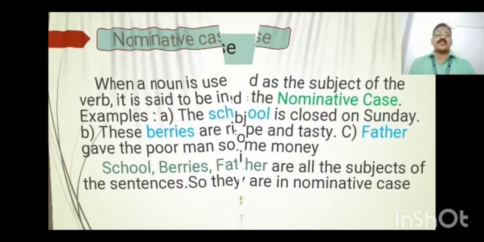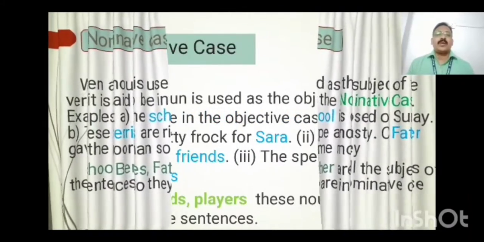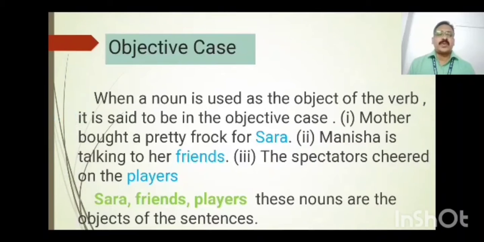Now, we will move on to the next bit. Bit number 2, that is objective case. When a noun is used as the object of the verb, it is said to be in the objective case. Means in a particular sentence, when we see that the noun is in the form of the object of that verb, we say that noun to be in the objective case. How is it, children? See these examples. Example 1: Mother bought a pretty frock for Sarah.